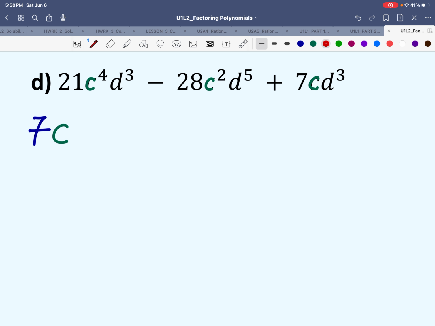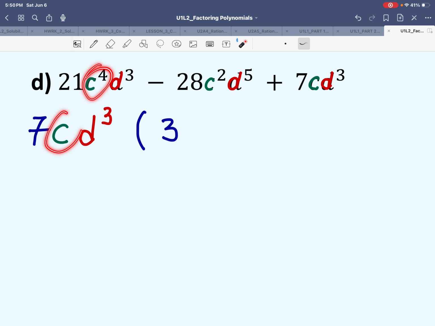And now we have the variable d. So d is present in every term, which means it's a common variable. And the lowest power that we see in here, since we have d^3, d^5, and d^3 again, we're going to say is d to the power 3. And now we have to figure out what's left. So we're going to go 21 divided by 7, that's a 3.